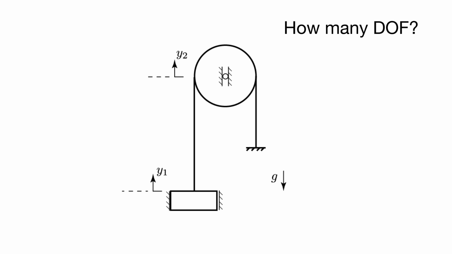How many degrees of freedom does this system have? Because the system is restricted to planar motion, each rigid body begins with 3 degrees of freedom: x1, y1, theta 1 for the mass, x2, y2, theta 2 for the pulley, 6 in all. The walls constraining the mass prevent horizontal motion and rotation. The walls constraining the pulley prevent horizontal motion as well, leaving 3 possible degrees of freedom, y1, y2, and theta 2. But these remaining motions are not independent.